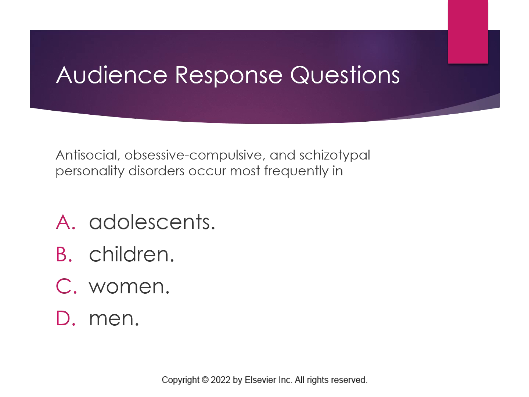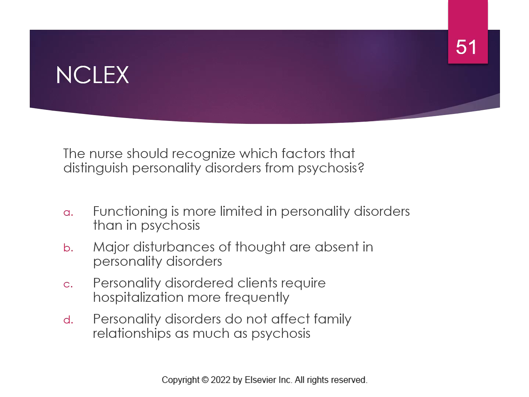And then antisocial, obsessive compulsive, and schizotypal personality disorders occur most frequently in, is it adolescents, is it children, is it women, or is it men? And the answer is D, men. The prevalence rates for antisocial, obsessive compulsive, and schizotypal personality disorders are highest in men.